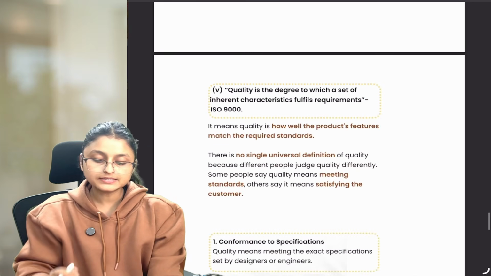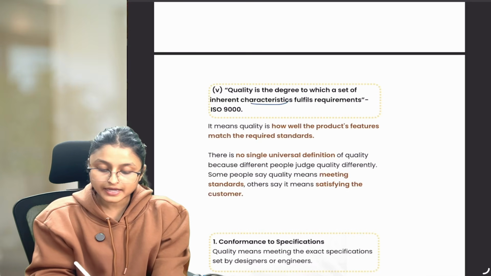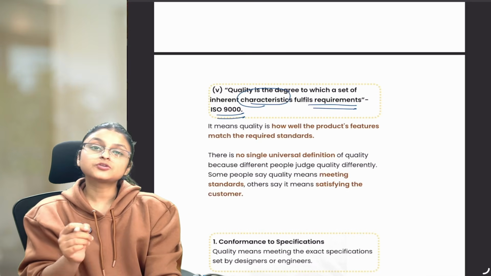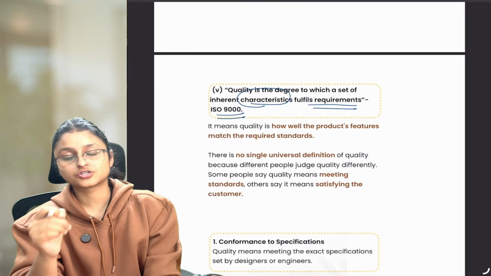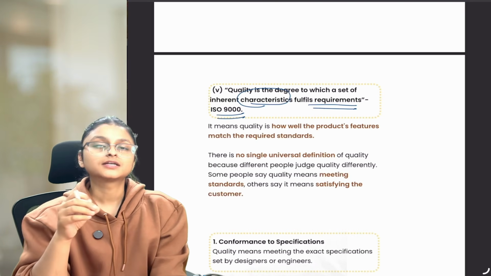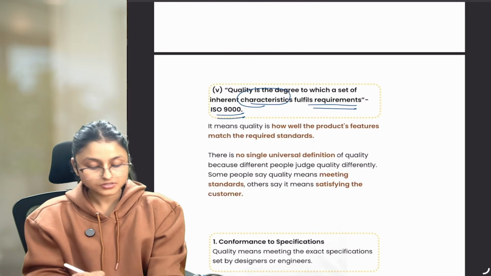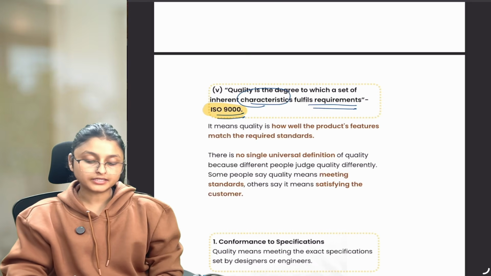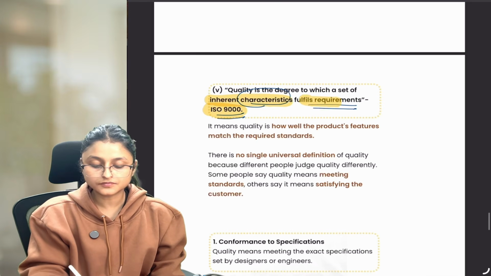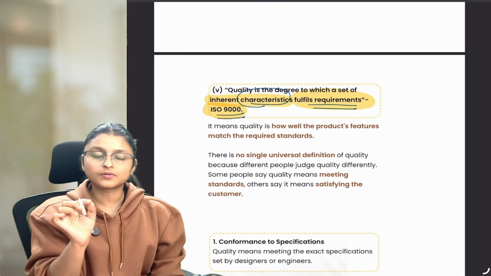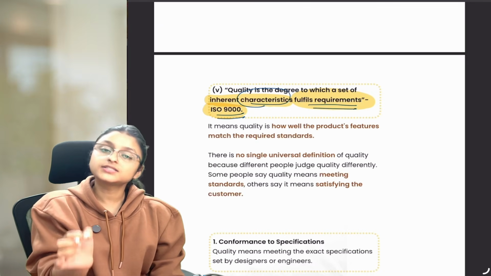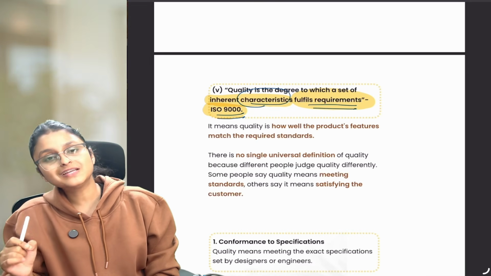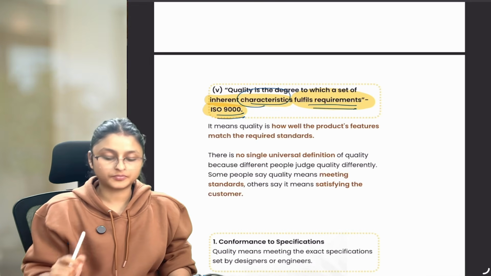Next, quality is the degree to which a set of inherent characteristics fulfills requirements. This is from ISO 9000. There is an international organization, the International Organization for Standardization, which sets standards for quality. This standard, ISO 9000, says that quality is the degree to which inherent characteristics fulfill requirements. So whatever requirements, specifications or standards the organization has set for the product, if the product is able to meet that, then it will be treated as a quality product.